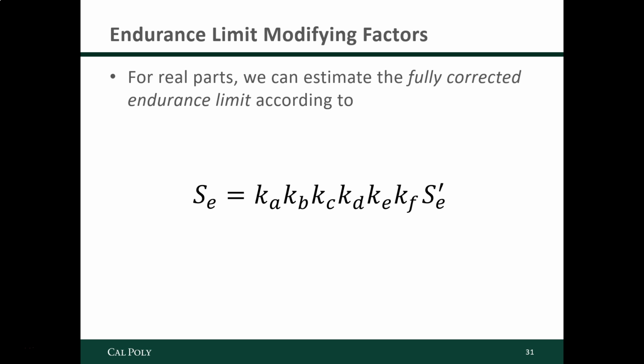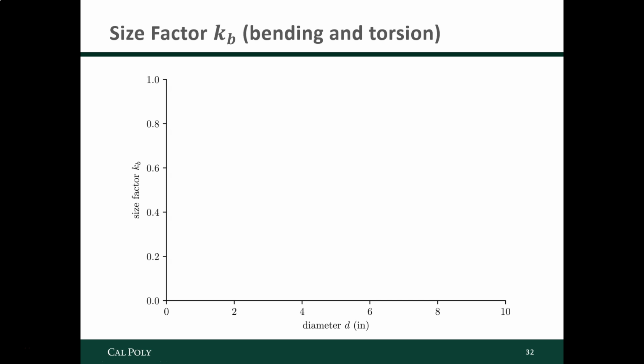Okay, class, next up is the size factor. So we're going to plot the size factor, k sub b, as a function of the diameter of the test specimen. We've got this rotating circular specimen of diameter d. What is the size factor? By what percentage do we have to knock down the endurance limit of a perfect specimen for our real part, which has a different diameter?